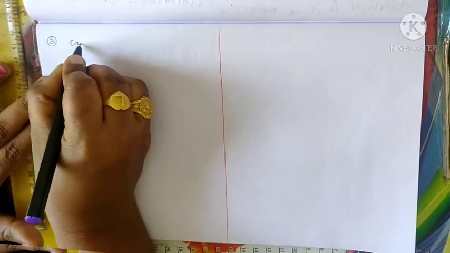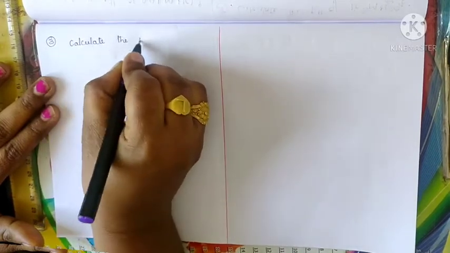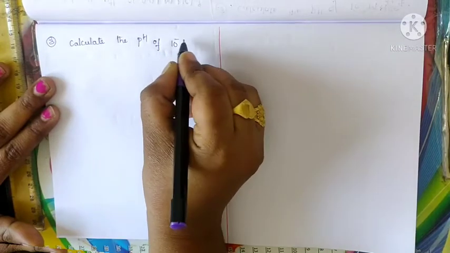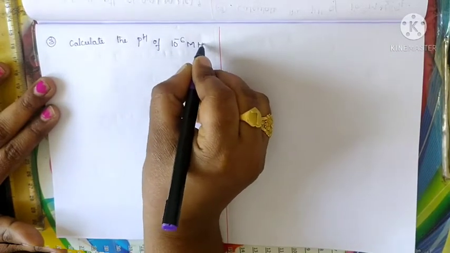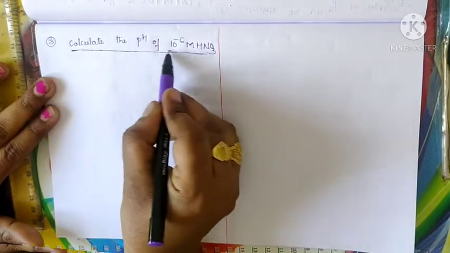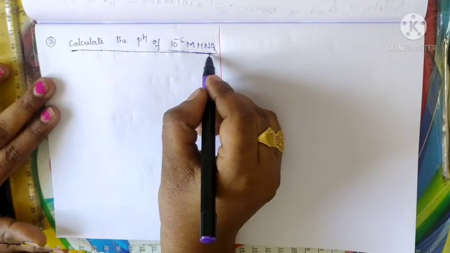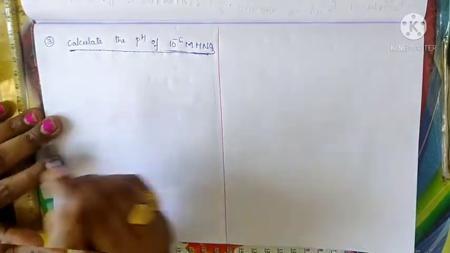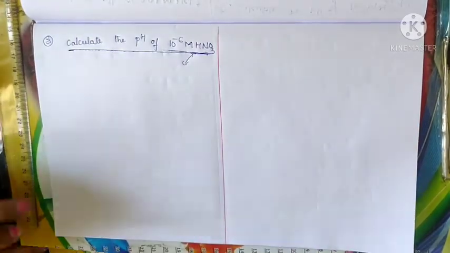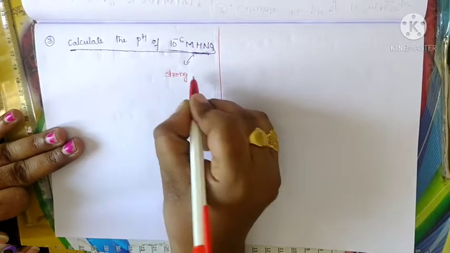Calculate the pH of 10 power minus 6 molar HNO3. HNO3 we call the name as nitric acid. Now we are calculating the pH of 10 power minus 6 molar HNO3. The nitric acid is a strong acid, we know, and it is a monobasic acid.